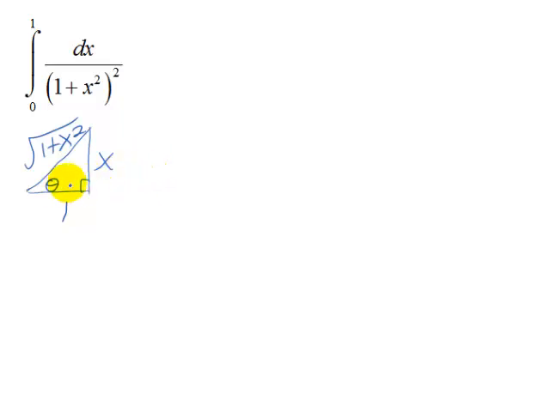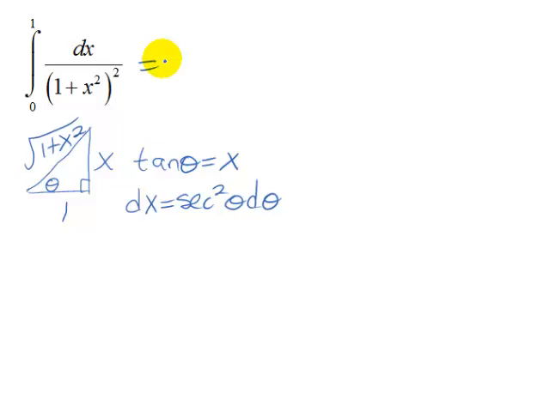If we want to look at the trig function that connects these easier sides, then it's going to be tangent theta, and that's going to be x over 1. So x is tangent theta. That means dx is going to be secant squared theta d theta. Let's go ahead then and make our substitution.